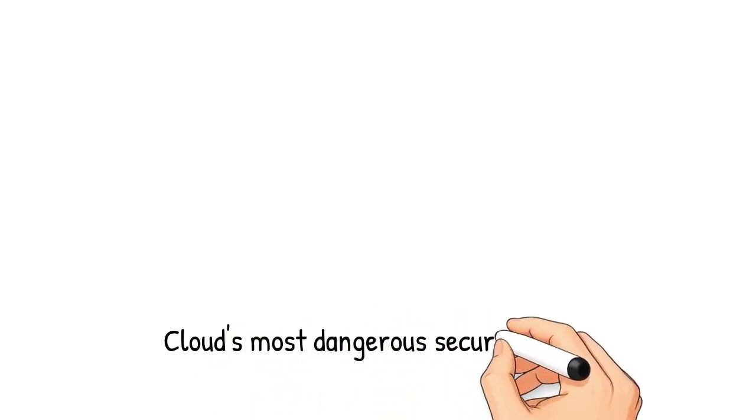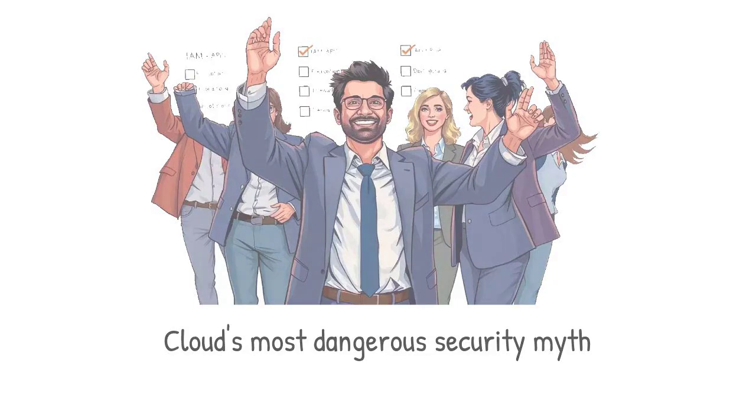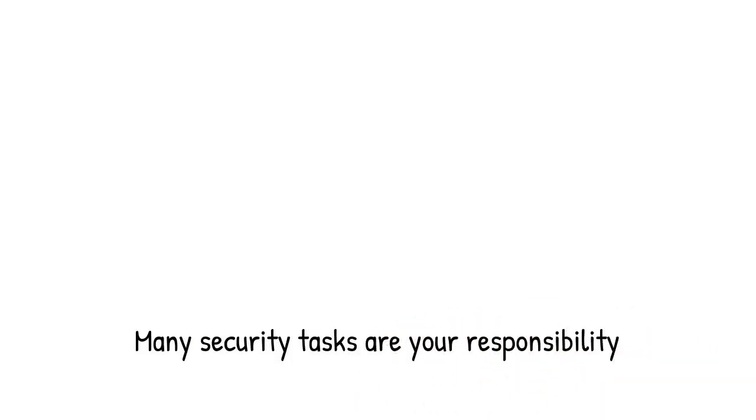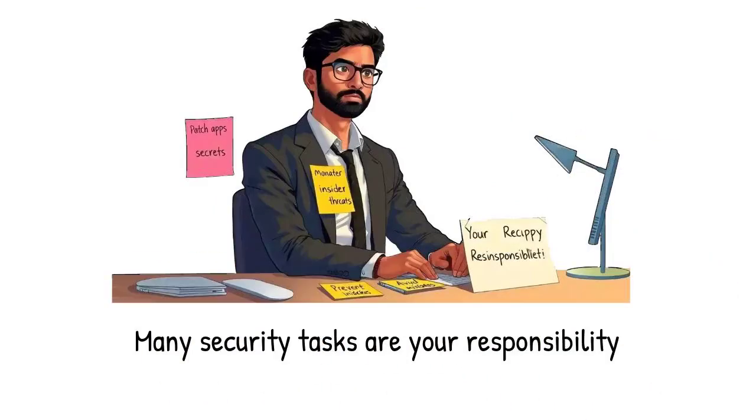Section 6. The most dangerous myth in cloud security. Many companies believe, we move to the cloud, so we're automatically secure. This is false. Cloud providers secure the infrastructure, but they do not configure your IAM, protect your APIs, encrypt your data by default, detect your misconfigurations, or write your firewall rules. Cloud providers do not patch your applications, manage your secrets, monitor your logs, prevent insider threats, or stop you from making mistakes.